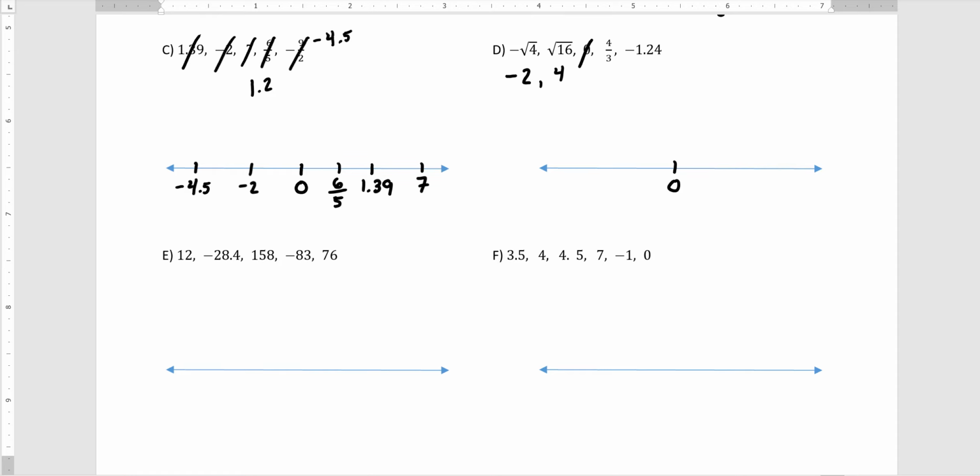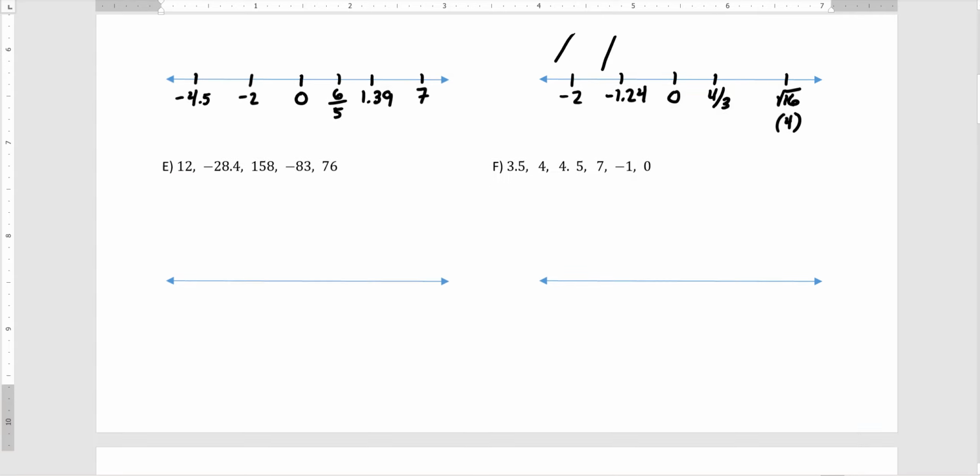Negative 2 would be the most negative value we have. Negative 1.24 would be between negative 2 and 0. I got those two taken care of. Now I have 4/3 or 4. Well, 4/3 is definitely less than 4. And then I would put the square root of 16 right there, which is indeed 4. Excellent. Fantastic. Let's check out letter E.